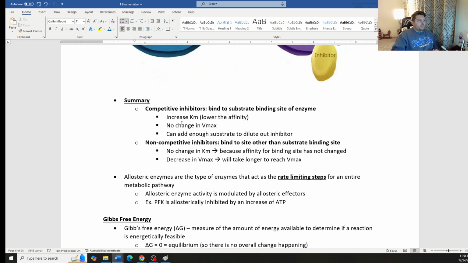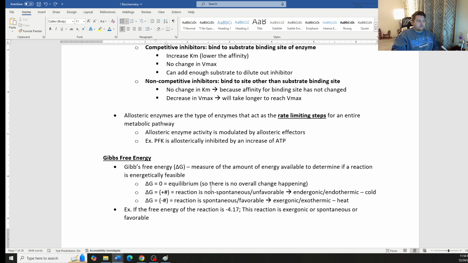So again, overall, the summary: competitive inhibitors increase the Km, with no change in Vmax, and you can add enough substrate to dilute out the inhibitor so you get that no change in Vmax. The non-competitive inhibitors bind a site other than the substrate's. There's no change in the Km, and you get a decrease in the Vmax.